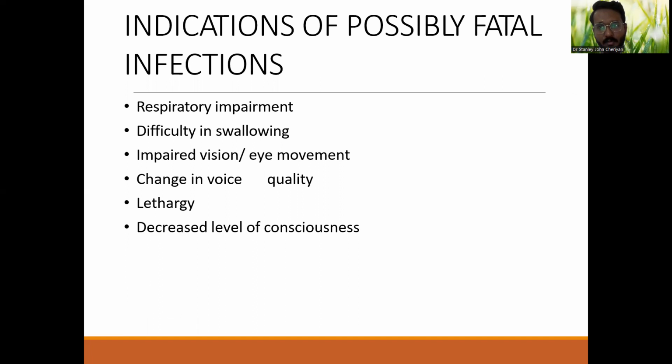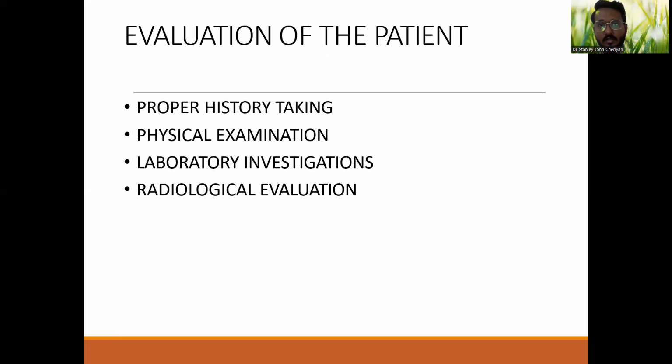Indications of possibly fatal infections include respiratory impairment, difficulty in swallowing, impaired vision or eye movement, change in voice quality, lethargy, and decreased level of consciousness. These are signs of an advanced stage of the disease. We need to be able to recognize this and manage it accordingly. When you're evaluating a patient, you should take a proper case history. You should see what is the cause for this.